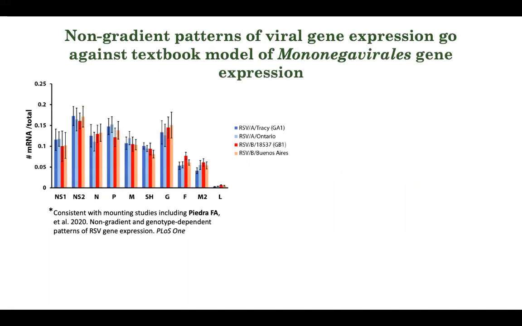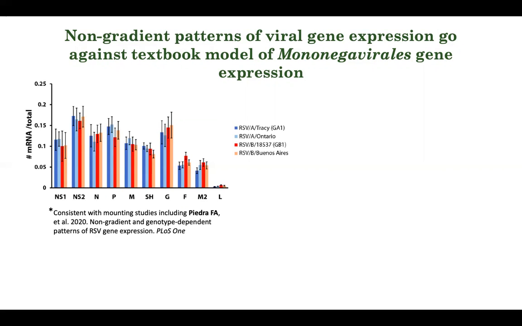Let's first look at non-gradient patterns of viral gene expression. This plot shows steady state gene expression levels from all 10 RSV genes and for the 4 strains used. We showed in a previous study that these patterns are cell line independent, which makes sense given that they result directly from interactions among viral proteins and the viral genome. The textbook model predicts a smooth drop in gene expression going from the most 3' gene of the genome, NS1, to the most 5', L. But that's not what we see.